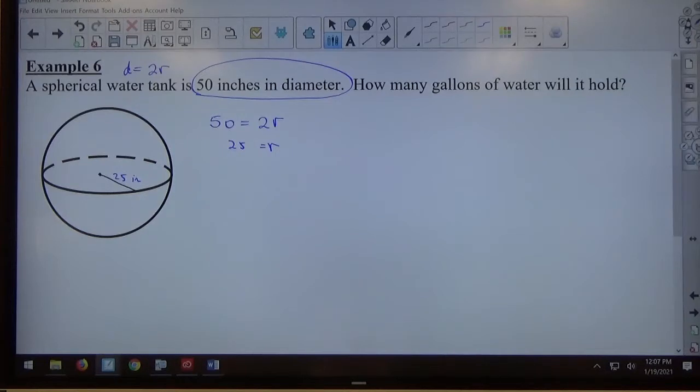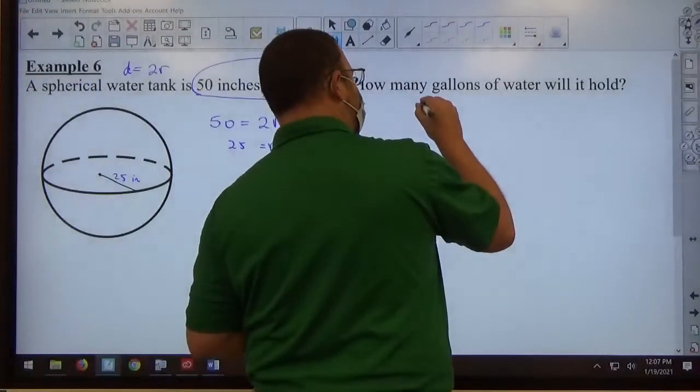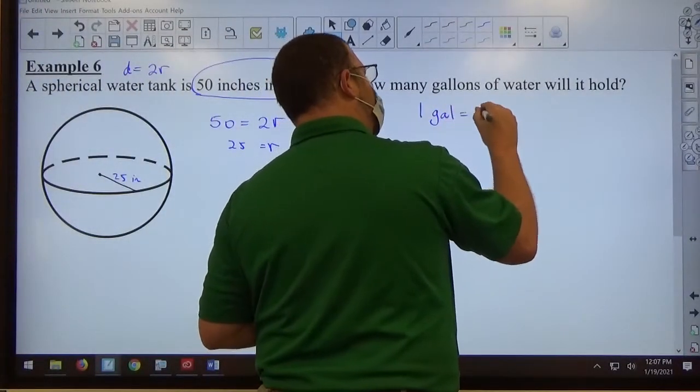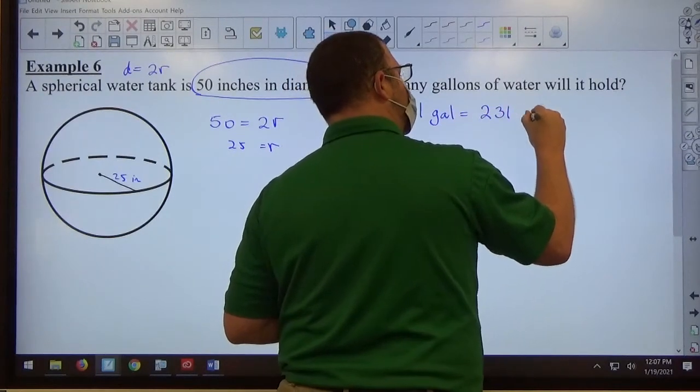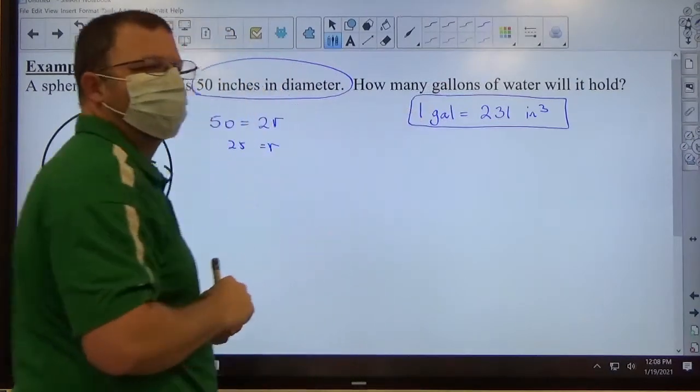The task is to find how many gallons of water it will hold. Now, obviously we have inches in our problem, so we're going to get cubic inches for volume. We're looking for gallons. The relationship between gallons and cubic inches is 1 gallon equals 231 cubic inches. That seems to keep on popping up in this section.